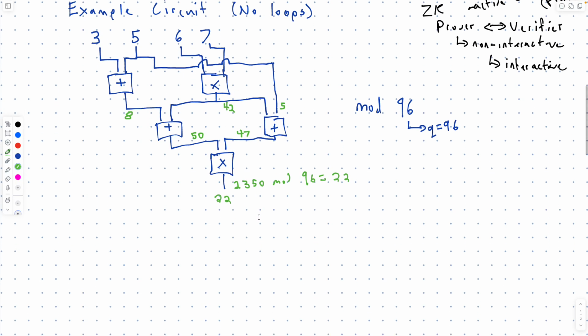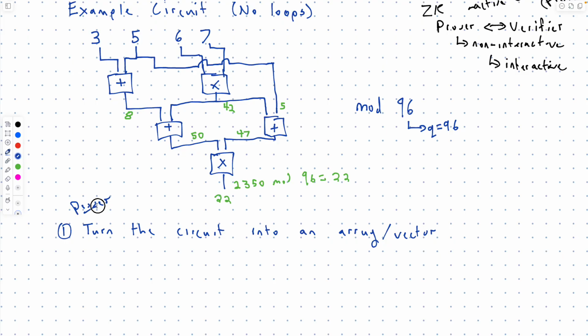So the first step, I'm going to turn the circuit into an array or vector, depending on your notation preference. And I should note that the prover is doing this. The verifier hasn't come along yet. So these are all things that the prover does to prepare to give a proof to the verifier.